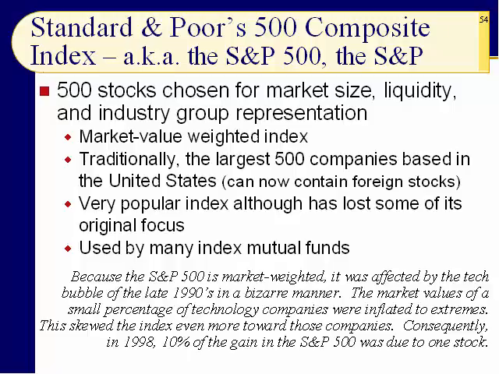Why? Hang on a minute, because some companies have gotten so large that they skew the index. Remember our discussion of the skewed index back in chapter 4? We're going to come back to that. Because the Standard & Poor's 500 is market weighted, it was affected by the tech bubble of the late 1990s in a bizarre manner. I'm referring to that slide we talked about in chapter 4. The market values of a small percentage of technology companies were inflated to large extremes. This skewed the index even more toward those companies. Consequently, in 1998, 10% of the gain in the S&P 500 was due to one stock, Microsoft.